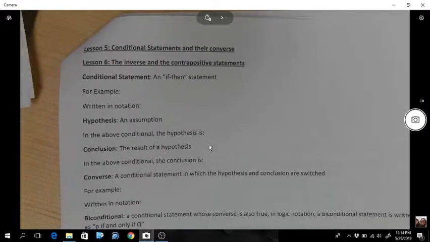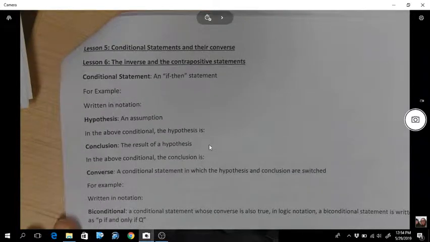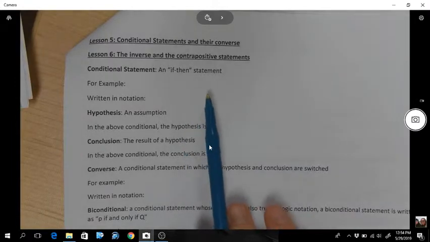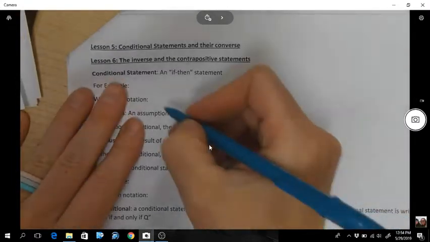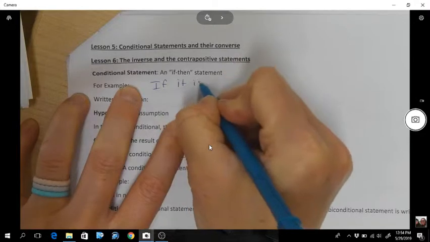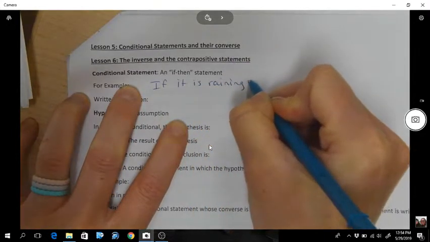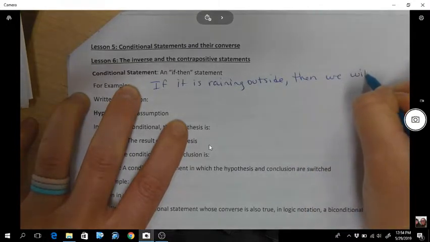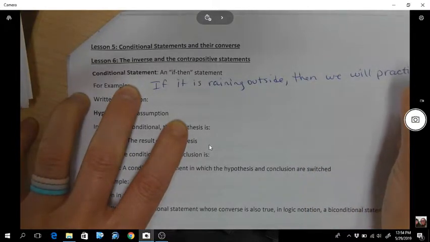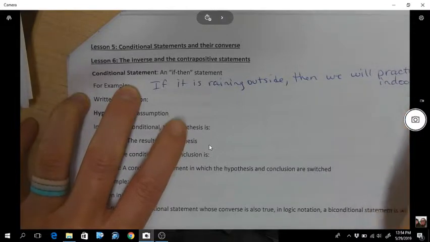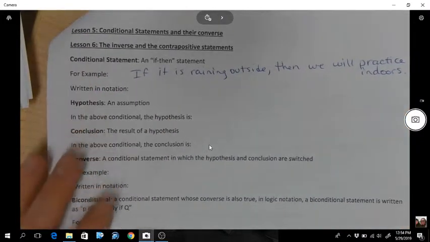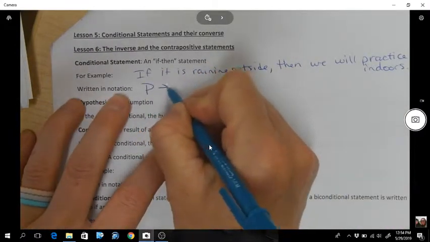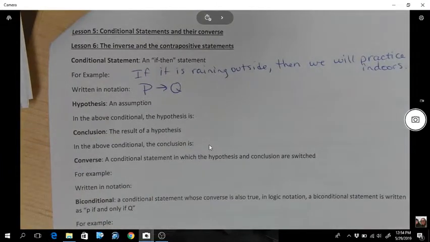Okay, lesson 5 and 6 I'm going to do together. So we're going to talk about statements. A conditional statement is an if-then statement. For example, if it is raining outside, then we will practice indoors. That is a conditional statement. If something, then something will happen. So in notation, you would write it like if P, then Q.